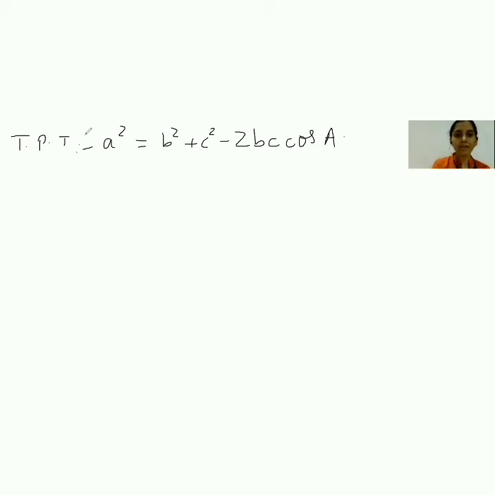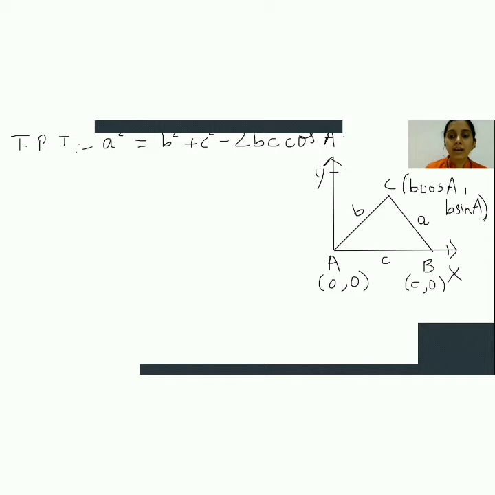Now the diagram for it. The diagram will consist of your xy axis. We've considered point A as the origin, so the coordinates of A will be 0, 0. From A we've drawn the lines AC, CB and AB. So ABC is your triangle with coordinates of A being 0, 0, coordinates of B being c, 0, and coordinates of C will be b cos A and b sin A.